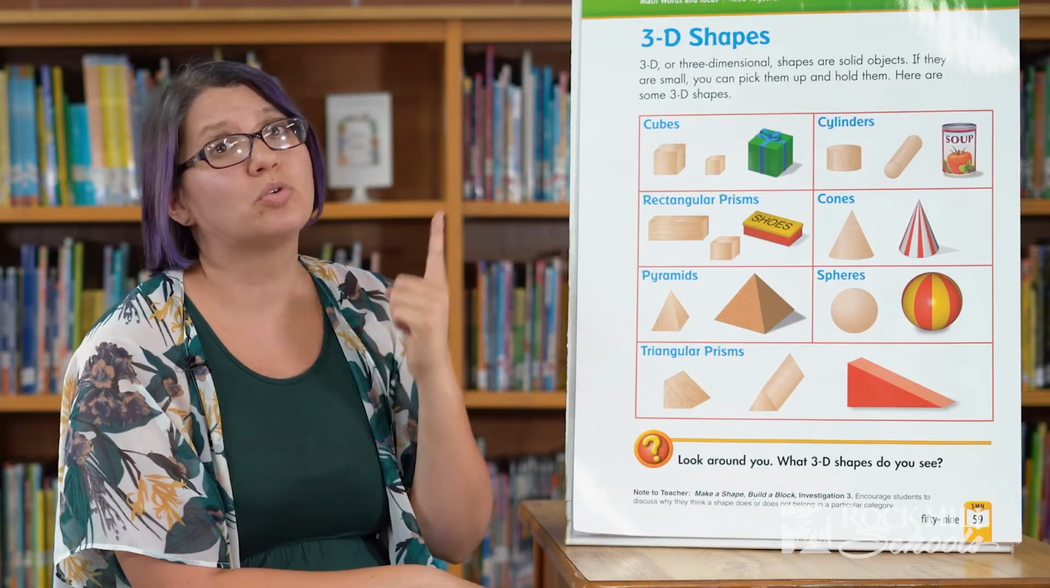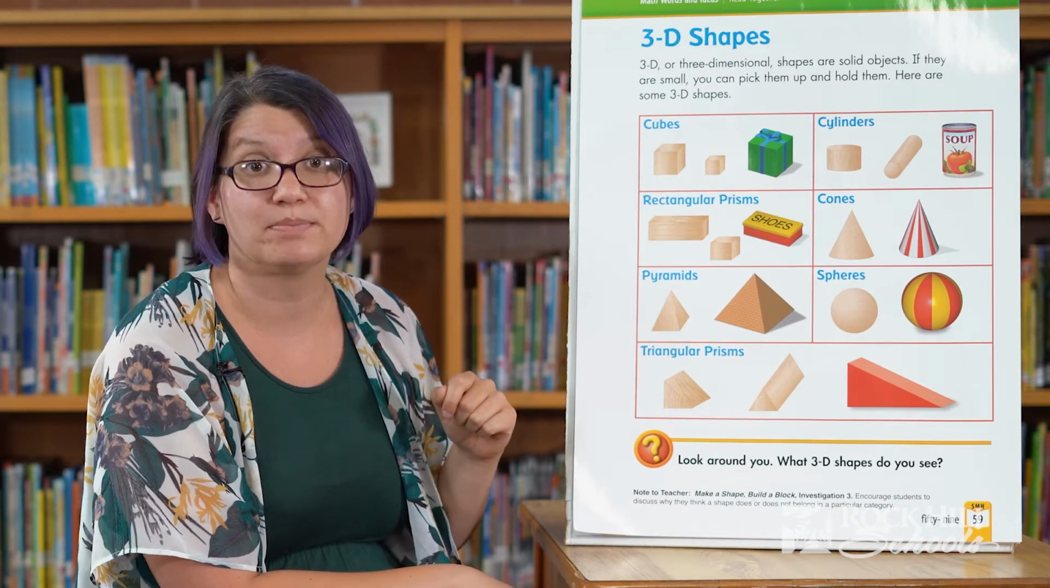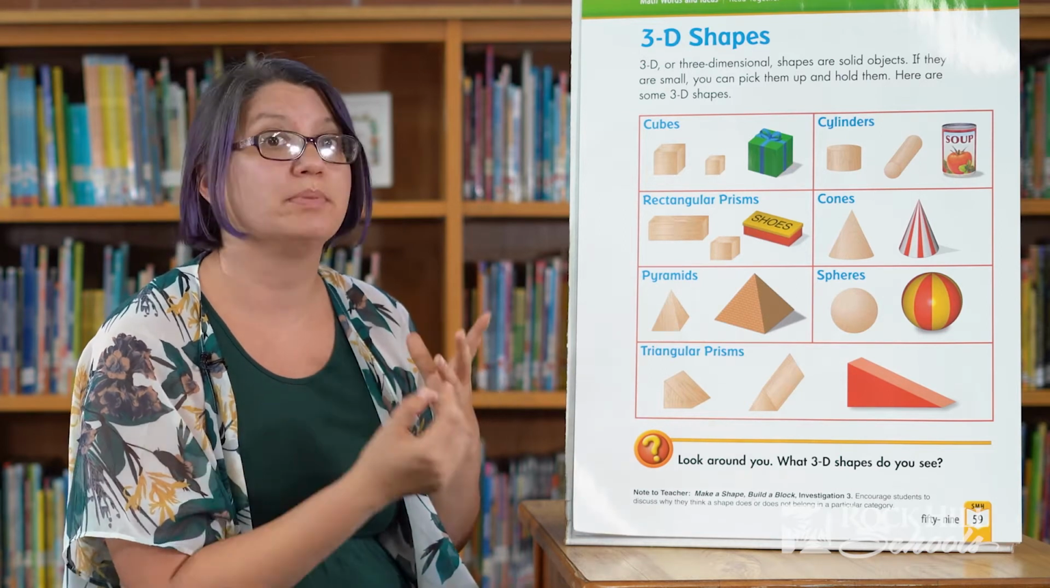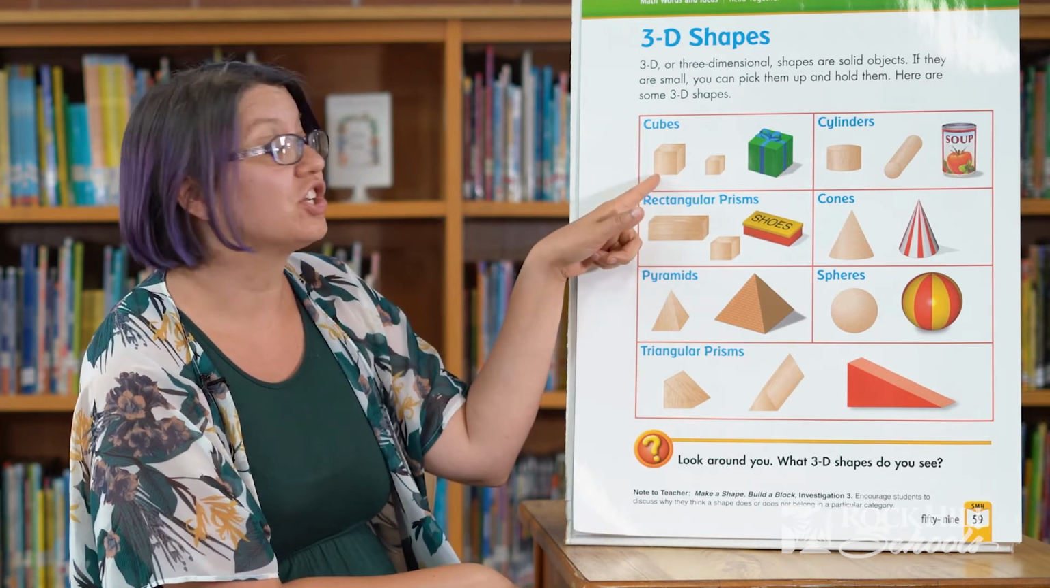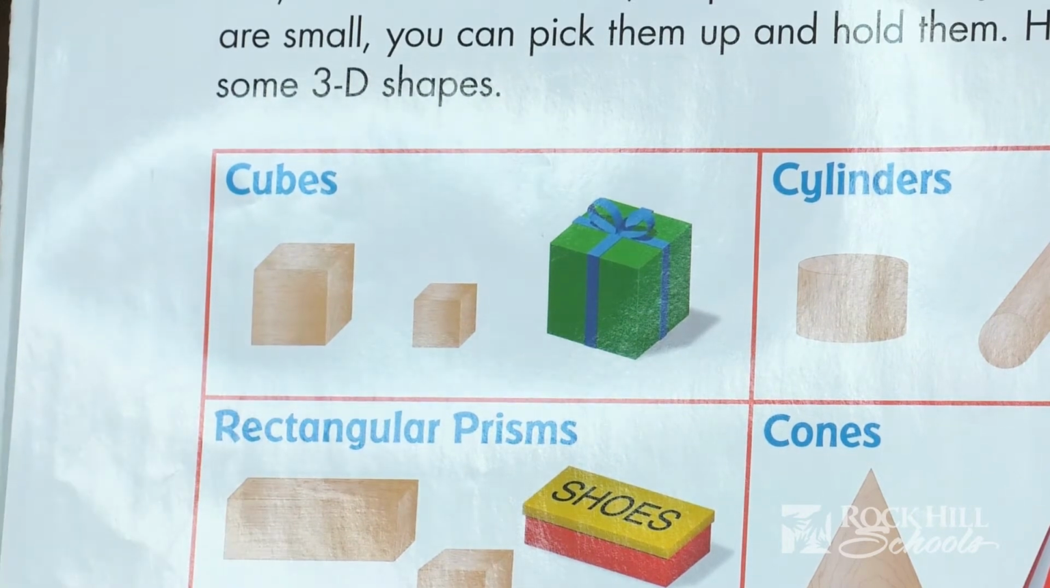If you said square, you were thinking of a 2D shape, those flat shapes. These are 3D shapes, which means you can hold them in your hand, you can build with them. So it's a cube. All right, everybody say cube. Good job. All right, next.